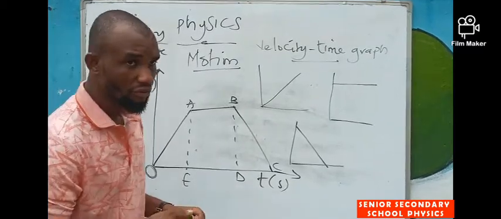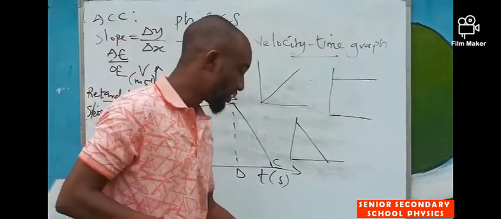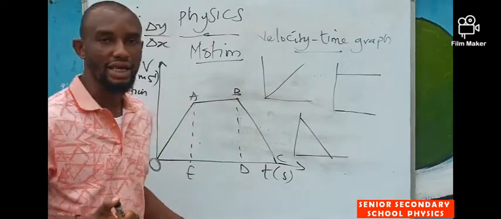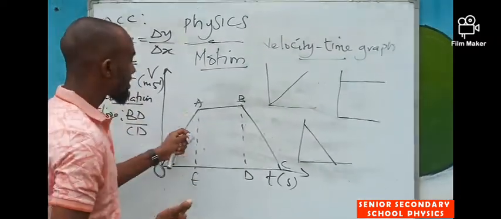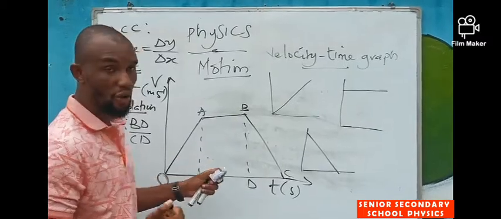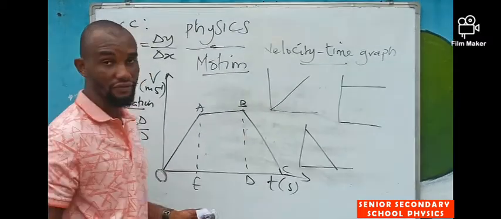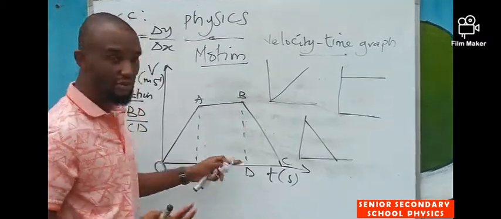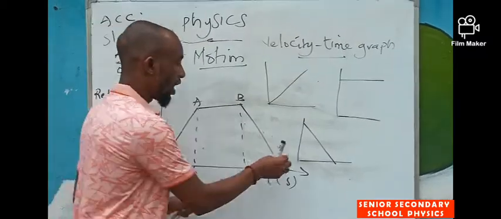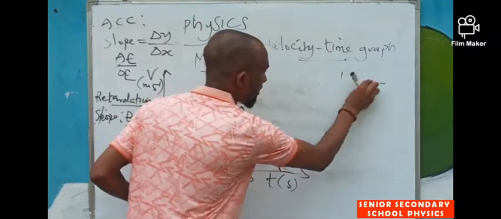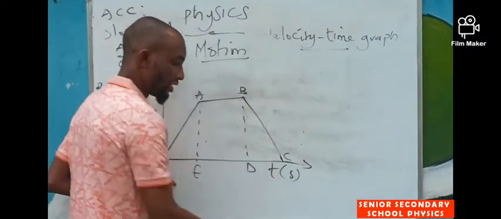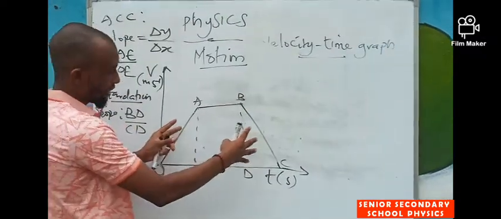Now, lastly, you might be asked to determine the total distance from the graph. The total distance from the graph is given by the area under the graph. Now, what do we mean by that? If you are asked to determine the total distance from the graph, we simply solve for the area of the figure that we are having here.